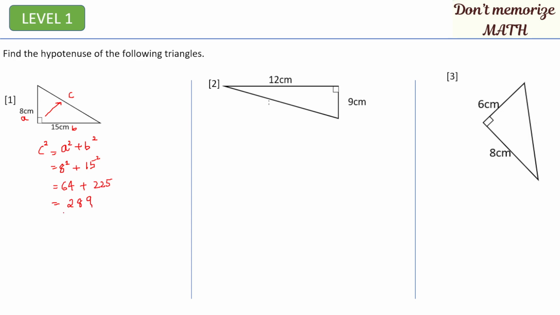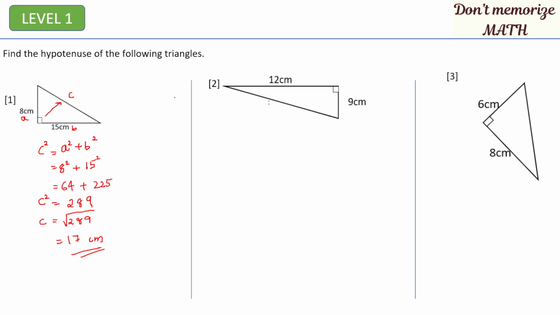So we have c square is 289. So c will be the square root of 289, and the square root of 289 is 17. Here all other sides are in centimeter, so 17 will also be in centimeter. So the hypotenuse length will be 17 centimeter.